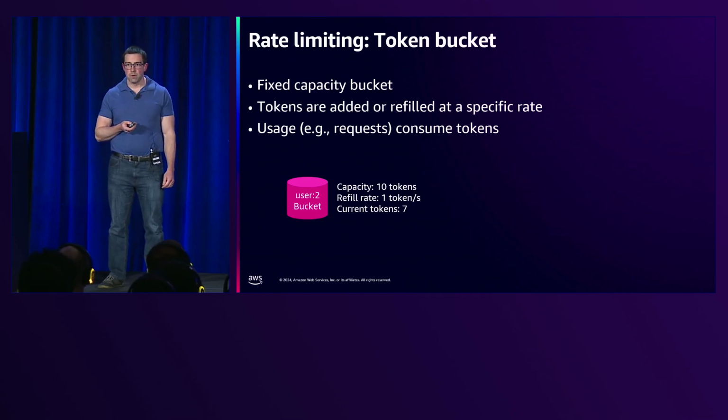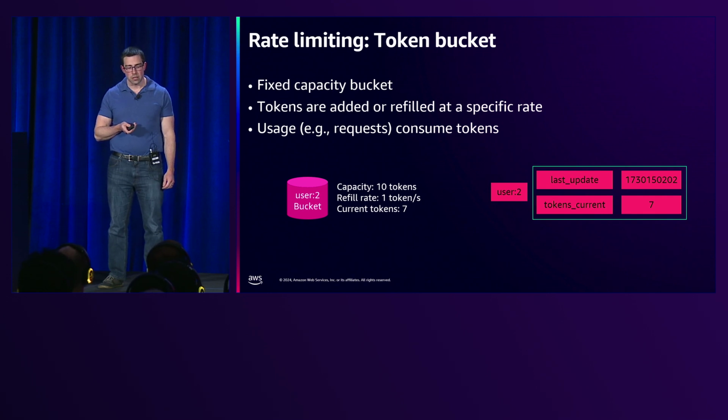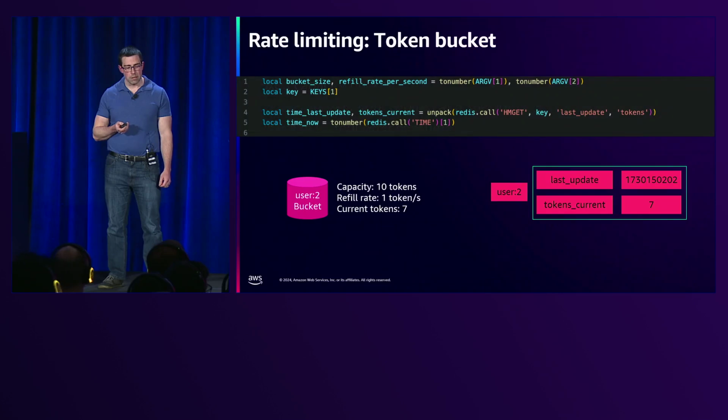And so instead of a simple counter, we'll use a hash data structure to store all of the information associated with the specific token bucket. So in this case, we have to maintain the current number of tokens, and then the last update time in milliseconds since epoch, which we can use each time a call is made to determine how many tokens to refill on the bucket. So let's walk through what that script actually looks like in a couple different parts.